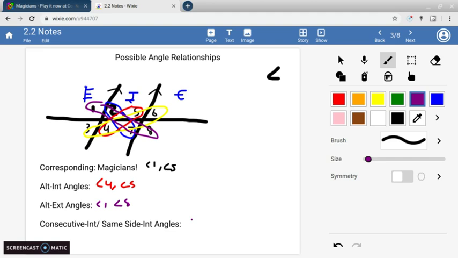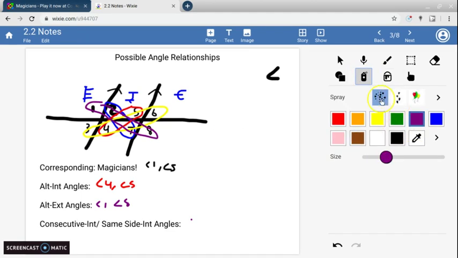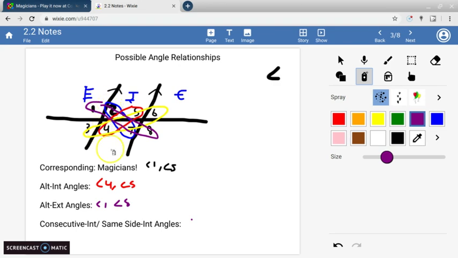Consecutive interior. Interior is just the inside, remember? But what this means is instead of being alternate, they are just by each other. You can also call them same side because they're on the same side. Now be careful not to choose the ones that are on a separate side of the line. That's not what it is. It's the ones that are on the same side of the line and are across from each other.